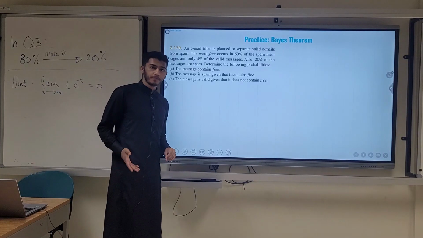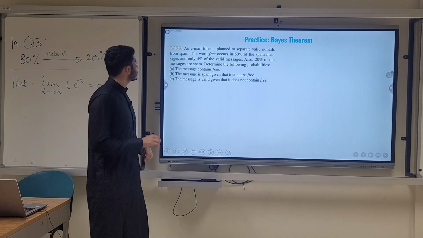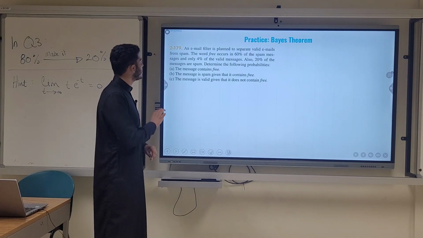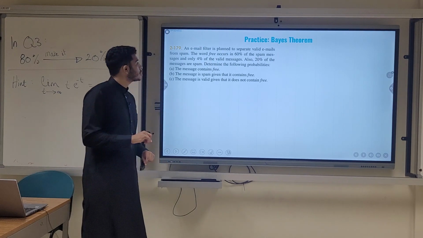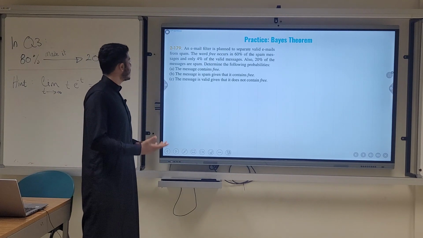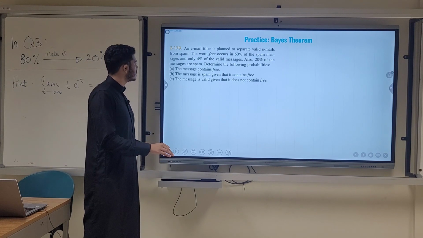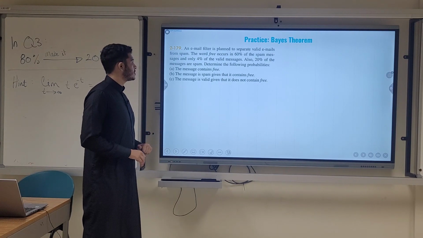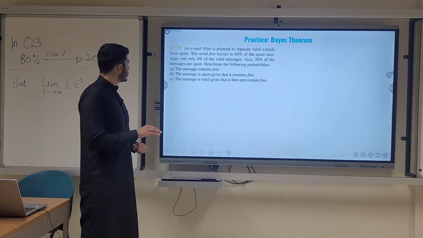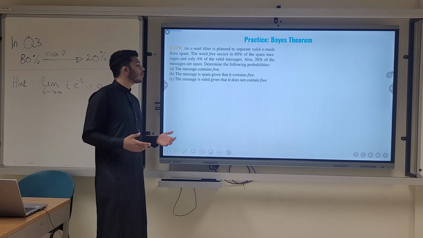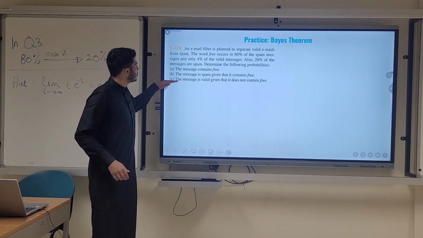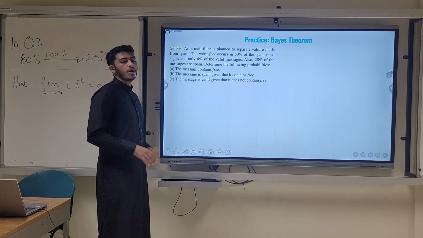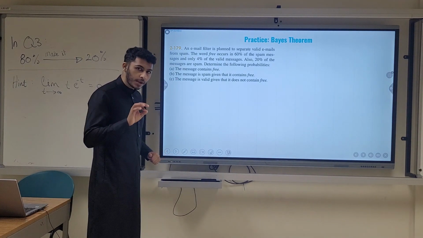Now let's solve a question on Bayes' theorem. The question says an email filter is planned to separate valid emails from spam. The word free occurs in 60% of the spam messages and only 4% of the valid messages. Also, 20% of the messages are spam. Determine the following probabilities, and we have here questions where we have to determine the probability of each one of these. First of all, let's define our events.